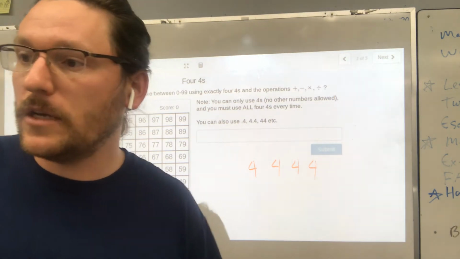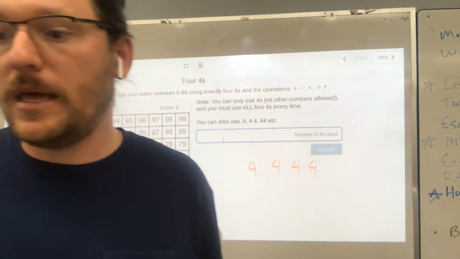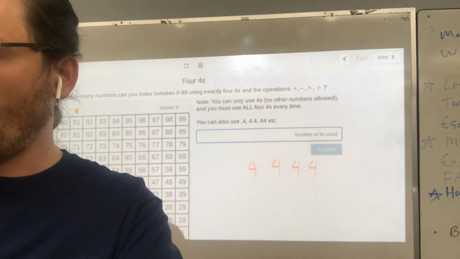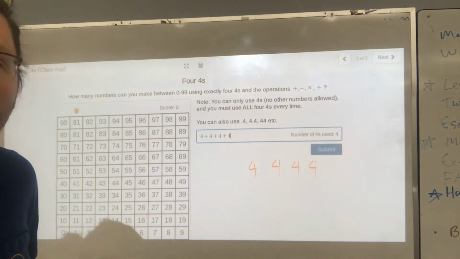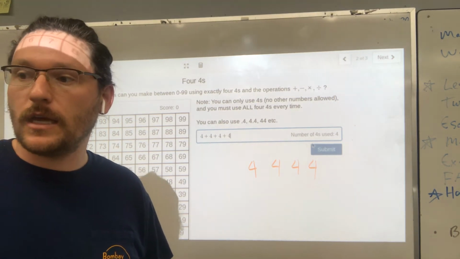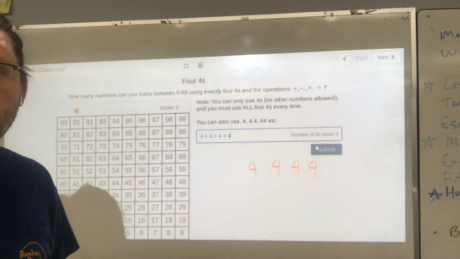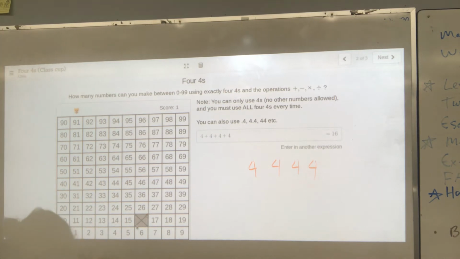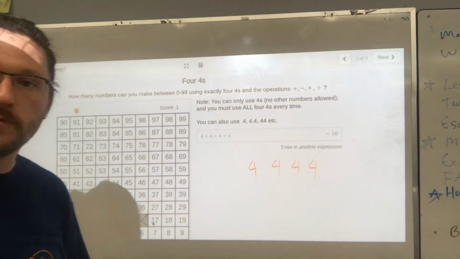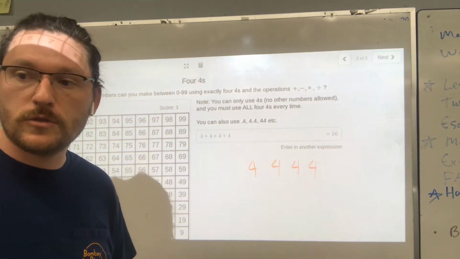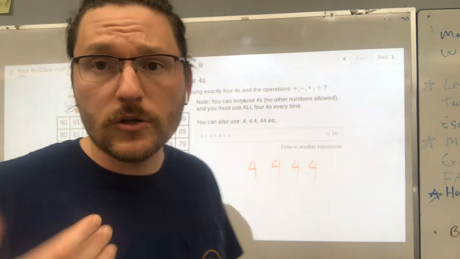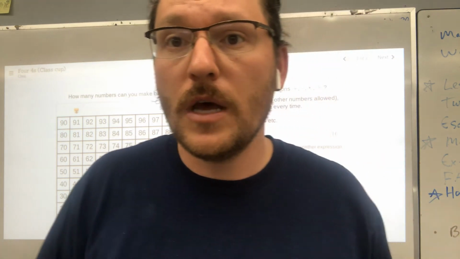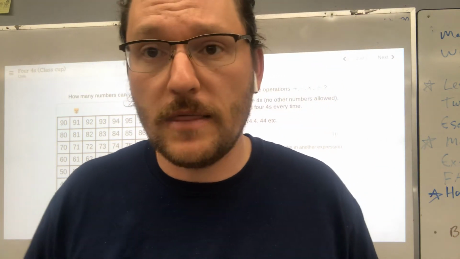So what I can do is I can go in here and type in an easy one. If we do 4 plus 4 plus 4 plus 4, I have used 4 fours. And if I click this little blue submit button here, we'll see down below, 4 plus 4 plus 4 plus 4 is 16. So I used those 4 fours to create the number 16. You can use all sorts of things to get those values in that grid.